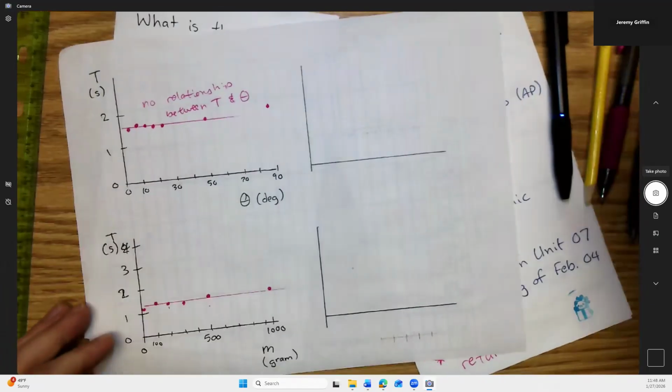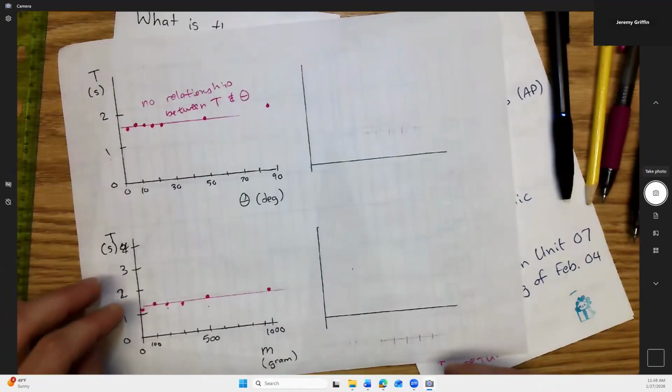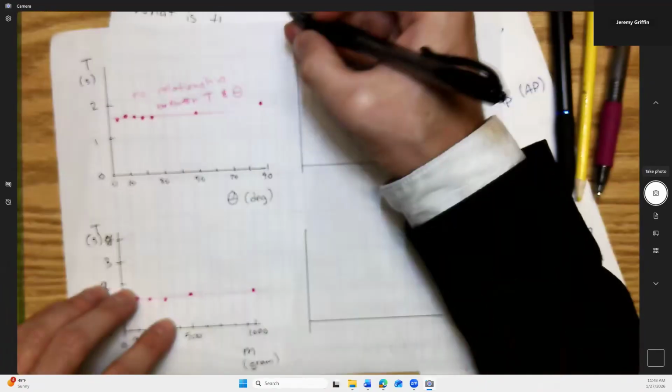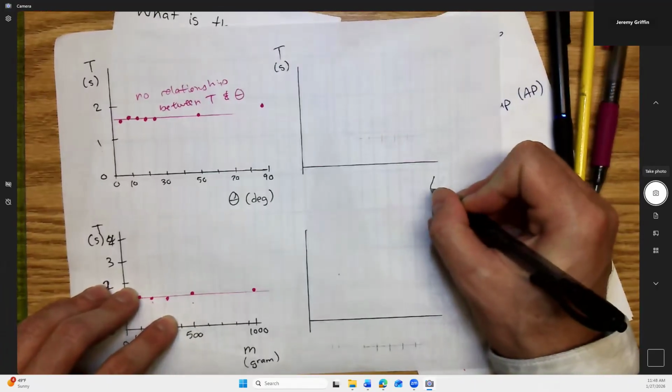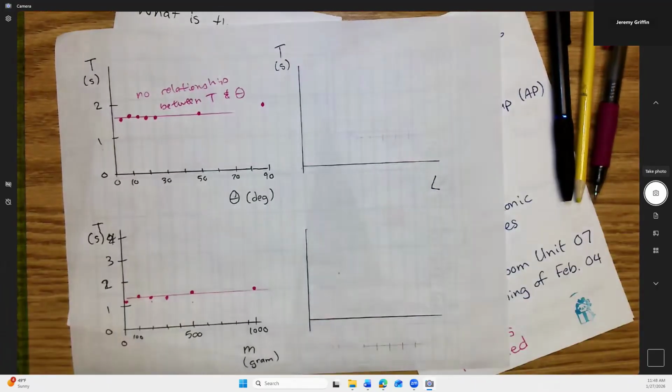So far we got no relationship, no relationship. Well, there's got to be something going on. So let's do time period in seconds as a function of length, and I'll let you guys tell me the unit. Who has pretty good data for pendulum length? Who wants to do length?